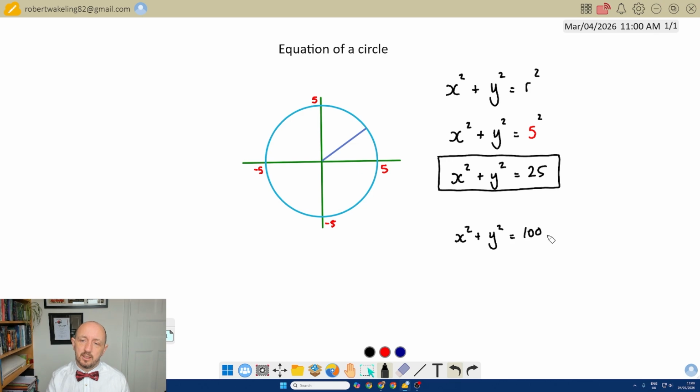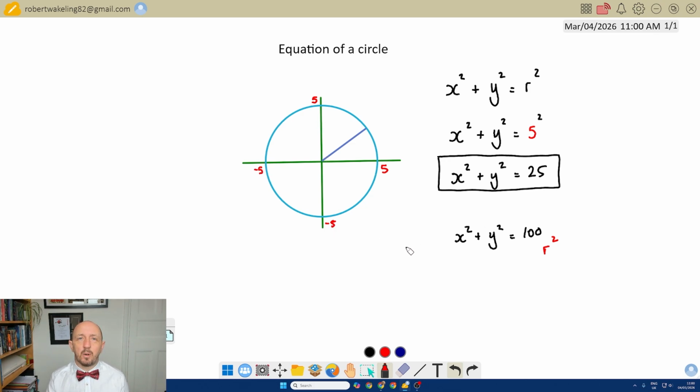They may ask you to go backwards and give you x squared plus y squared equals 100 and ask you to draw the circle, or perhaps what would the radius be, or you might need the radius in a subsequent part of the question. If we remember that this 100 is the radius squared, then we just have to take the square root and that will give us the radius. The square root of 100 is 10, so it would be a circle that has a radius of 10. It would go through 10, 10, minus 10, minus 10.